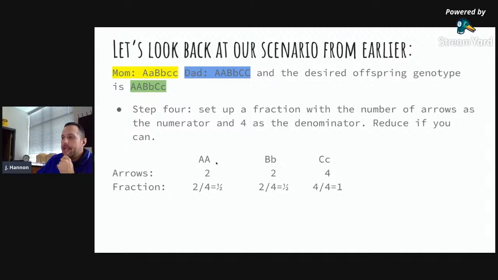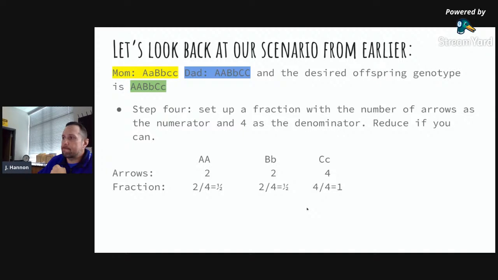So for the A's, we had 2 arrows. We're going to put it over 4. 2 over 4 is the same thing as 1/2 when you reduce that. Same thing for the B allele. We had 2 arrows over 4 for 1/2. The C allele, we had 4 arrows. 4 divided by 4 is 1.